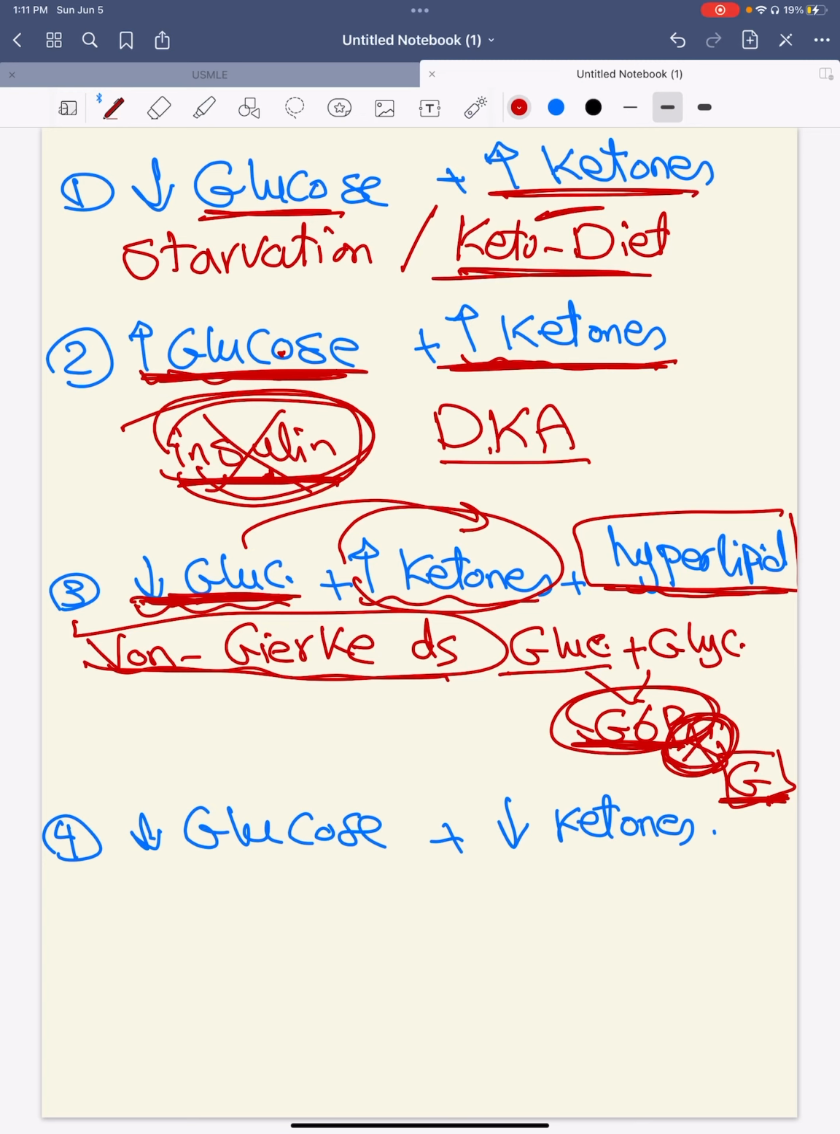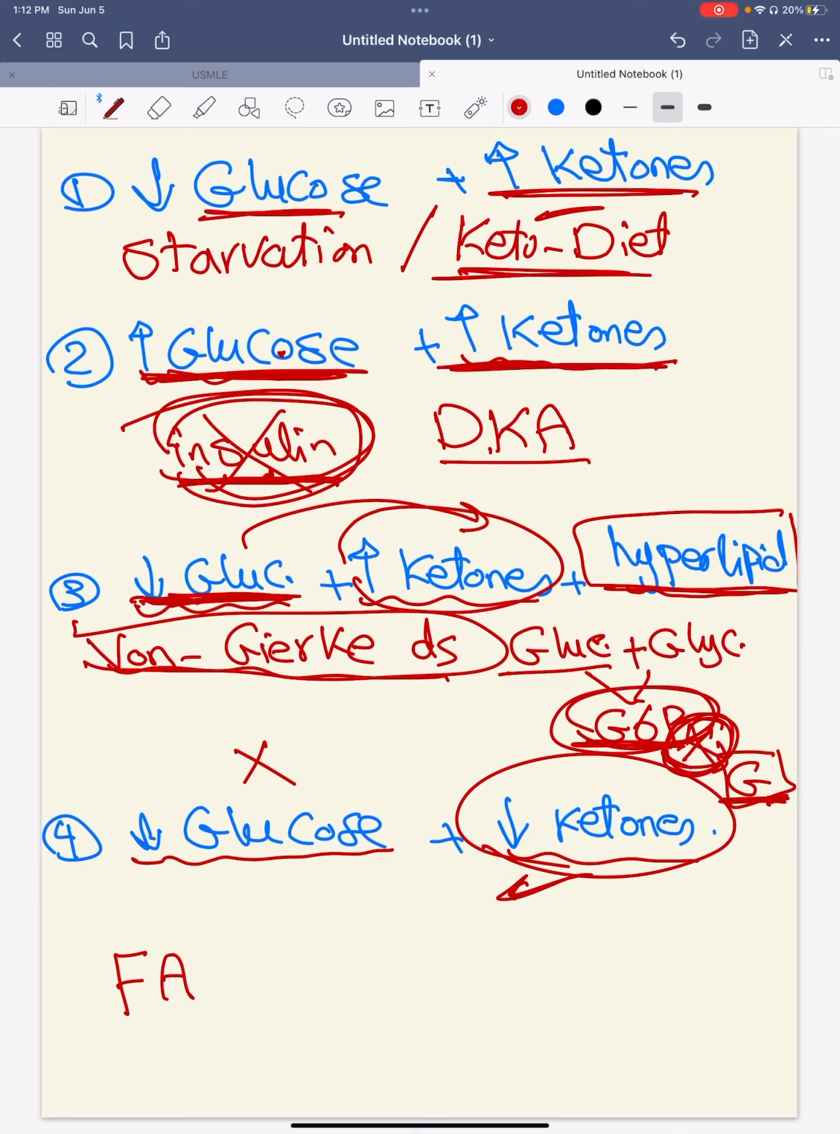The last case is you have low glucose and low ketones, and that doesn't make sense, because if you have low glucose, this means you have low insulin level. And if you have low insulin level, you're supposed to have high ketone levels, right? Because you don't have plan A, so you've got to have plan B, right? So what's the defect here? The defect here is, I told you, fatty acid converts to ketones.